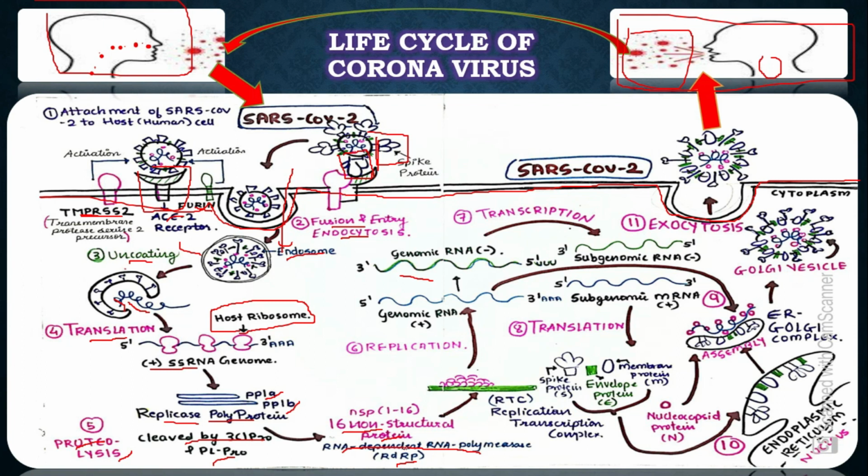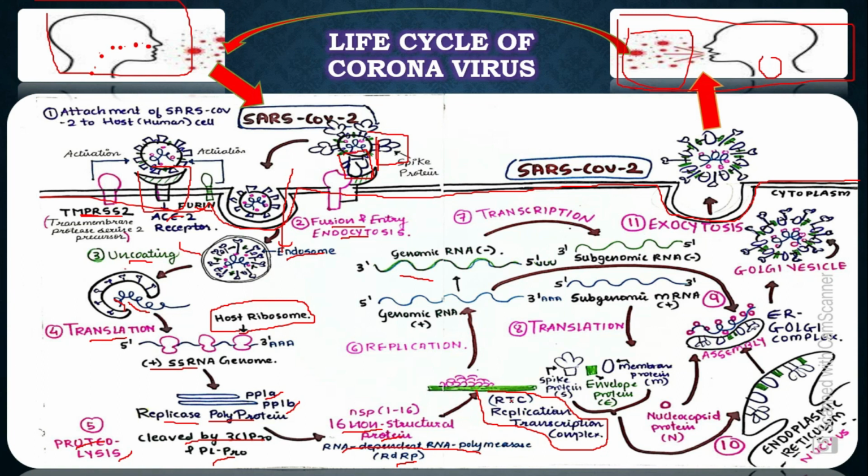First, let's see what these 16 non-structural proteins will do. They will form RTC, that is replication transcription complex. The word itself says replication transcription. Replication means duplicating and transcription is the process in which RNA produces messenger RNA. Now as we go further, you will understand what is this replication and transcription process and why they happen.